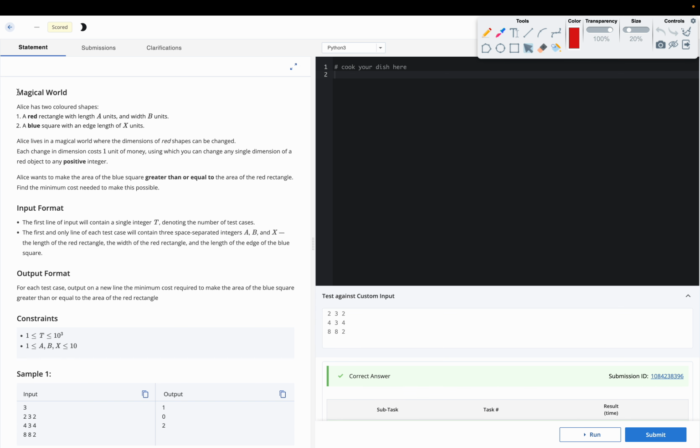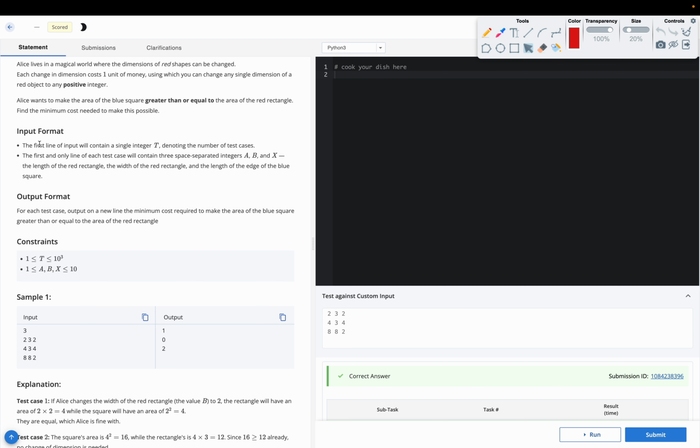So here we are discussing the question Magical World. Alice has two colored shapes: a red rectangle with length a units and width b units, and a blue square with an edge length of x units. Alice lives in a magical world where dimensions of red shapes can be changed. Each change in dimension costs 1 unit of money, using which you can change any single dimension of the red object to any positive integer. Alice wants to make the area of the blue square greater than or equal to the area of the red rectangle. We need to find the minimum cost needed to make this possible.